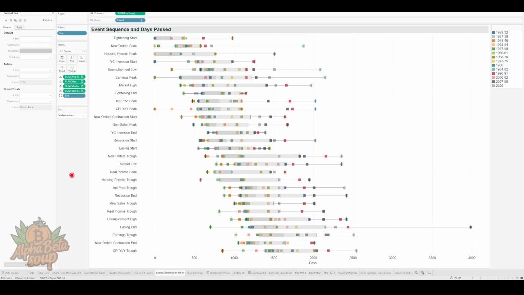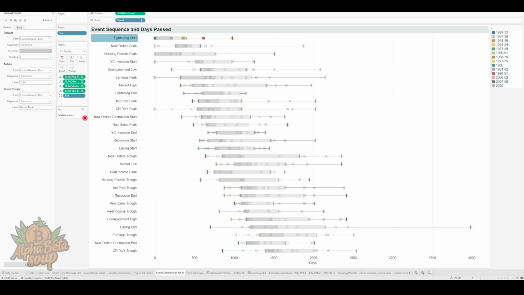And if we had to guess at where we are today, what have we already seen? We've seen a Fed tightening. We have new orders peaked. The housing permits have peaked. They peaked in December of 2021. The yield curve is inverted. Unemployment is at the lows. Perhaps it just recently rose. It's at 3.7%. The low was 3.4% just a couple of months ago. Rolling 12-month EPS for the S&P peaked in December of 2021. The high of the market so far was in January of last year. Industrial production peaked last year in September. CPI peaked last summer. We have new orders in contraction, and currently real sales have peaked.